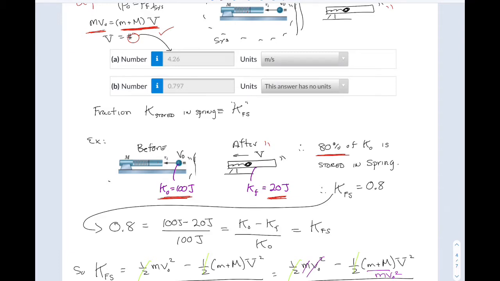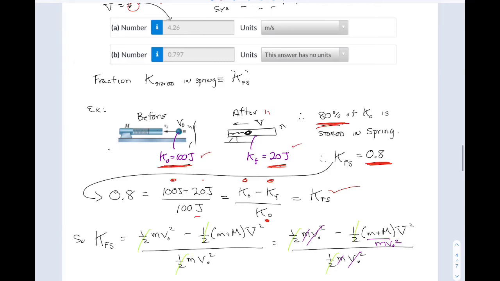But they're asking for what fraction. Is it a half? Is it a quarter? Instead of 80%, the fraction is 0.8. How could you get 0.8? You do 100 minus 20, divided by 100, which gives you 0.8. So what you did is K initial minus K final, divided by 100, which is K initial. That's how you find the fraction.